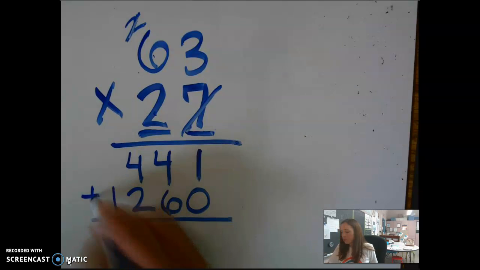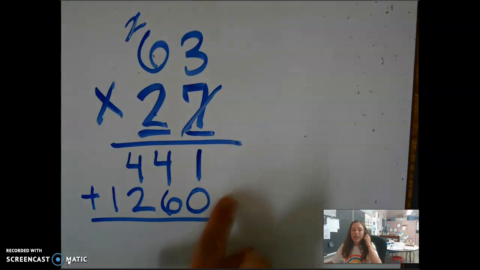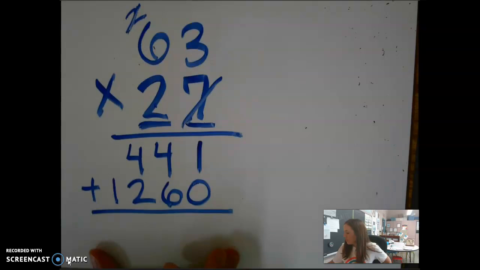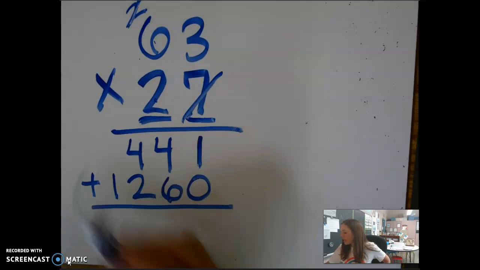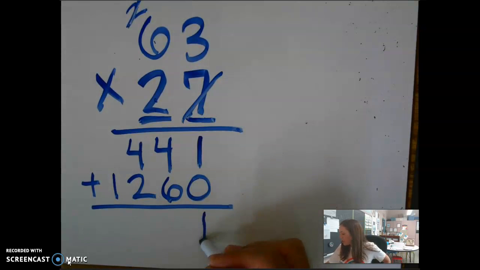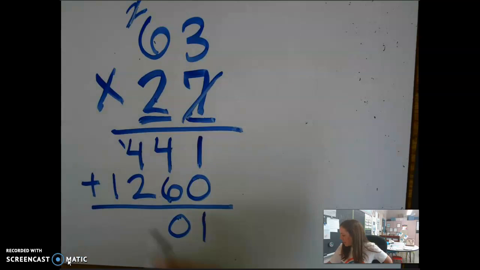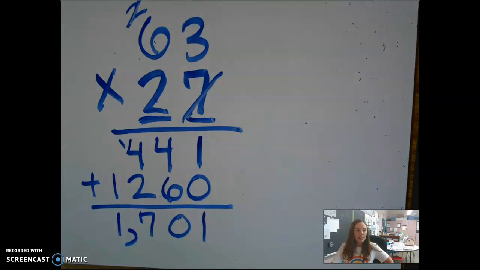I add my partial products together. Did you get 1,260 when you multiplied 63 times 20? All right, so if we add these together, it will give us the product of 63 times 27. Carry my 1. 1 plus 4 plus 2 is 7. Bring down my 1. 1,701.